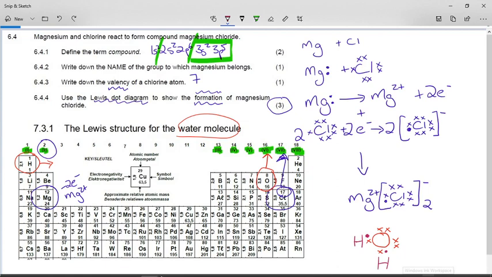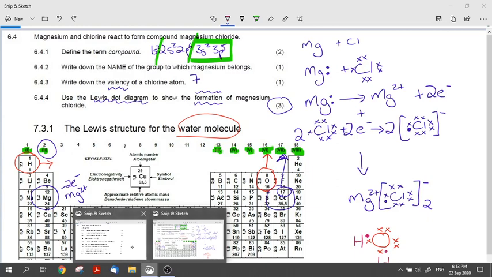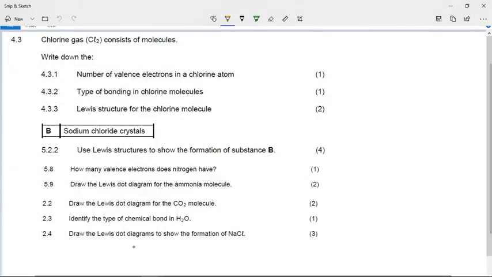Let me show you the other questions from other years. Here's another question, and they're using chlorine again. Remember, chlorine had a valence of 7. It asks you again, how many valence electrons are there? There are 7. The type of bonding is covalent. Now it asks you for the Lewis structure for the chlorine molecule.